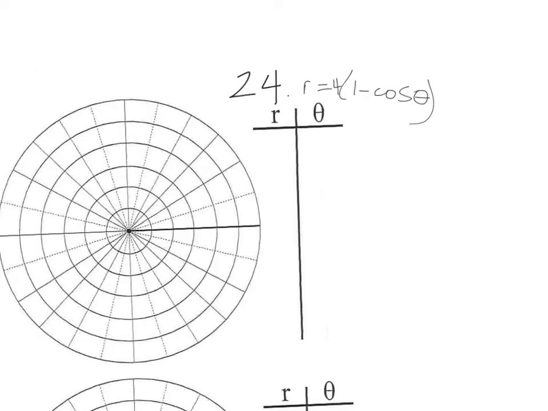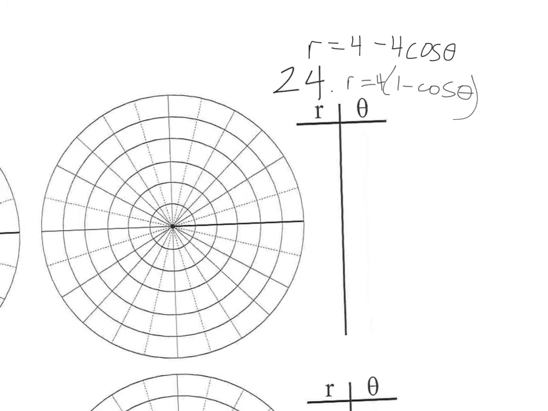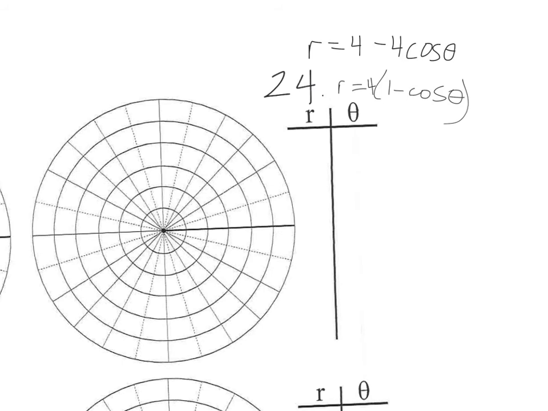Okay, on this next one, I suggest distributing in the 4. This is typically the form that we're going to see mostly when we deal with polar equations that look like this. These are called limaçons, as we discussed within the lesson. And the non-factored form is the preferable form. I am going to do 0, pi over 6, pi over 4, pi over 3, and pi over 2. I'm just going to start out with that and see where we're at.